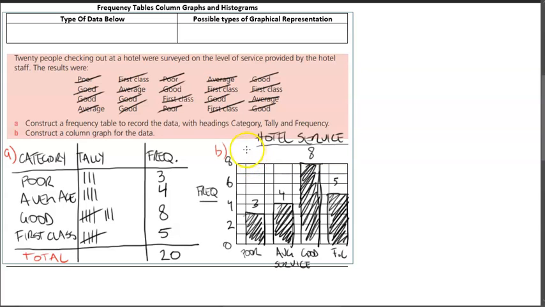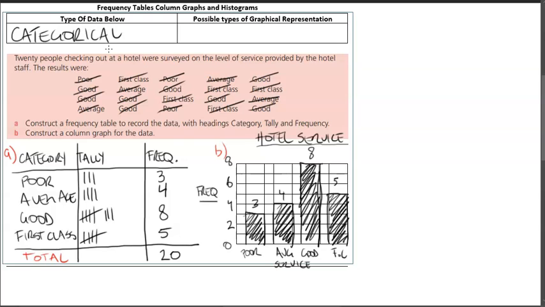So the last thing we need to fill out is the type of data below. When this question was asked, they gave a choice of poor, average, good, or first class. Obviously these are not numbers. They didn't answer with a number, they answered via a certain category. So the type of data is categorical. At the top we're going to write categorical. Now we're going to hone in on the specific type of categorical data it is.